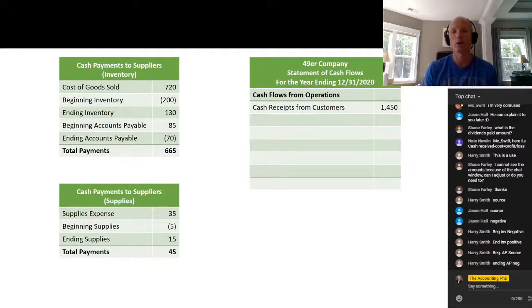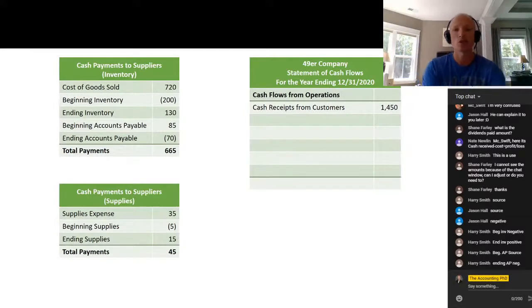Again, let me walk you through. Supplies expense assumes that those are all supplies that I purchased in the current period. However, some supplies I actually purchased in the prior period. And so the beginning supplies, those are supplies that I bought in 2019, but I used in 2020. That's why it's a negative adjustment. The ending supplies, those are supplies that I purchased in 2020, but I will not expense until 2021, which is why it's a positive adjustment.